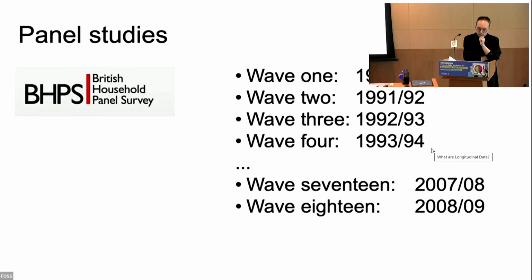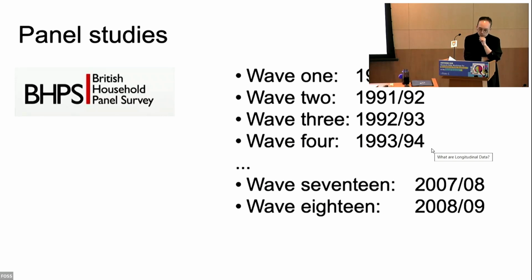One major panel study was the British Household Panel Study, or BHPS. There were 18 waves. Panel members were selected from across the population and were first interviewed in 1990 and 1991. And the same members were interviewed every year until 2008 and 2009.